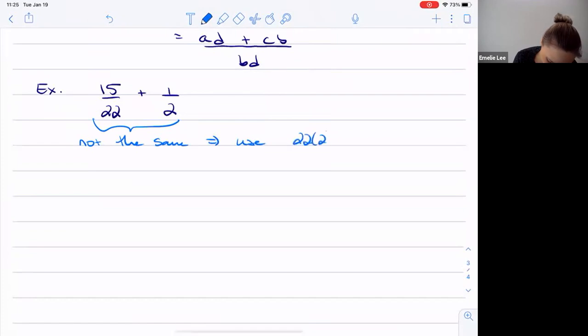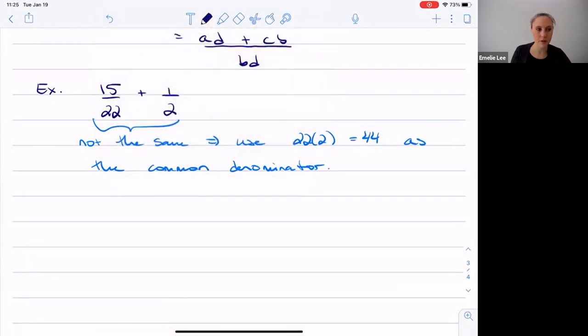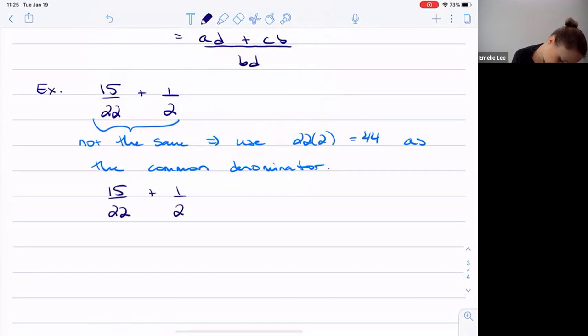Use 22 times 2, which is 44, right? But it's a little bit easier if you look at it as 22 times 2, because that means you're going to multiply this first fraction by 2 over 2 and this second fraction by 22 over 2, right? As the common denominator. Right? So I've got 15 over 22 plus 1 over 2, which is going to be the same, right?